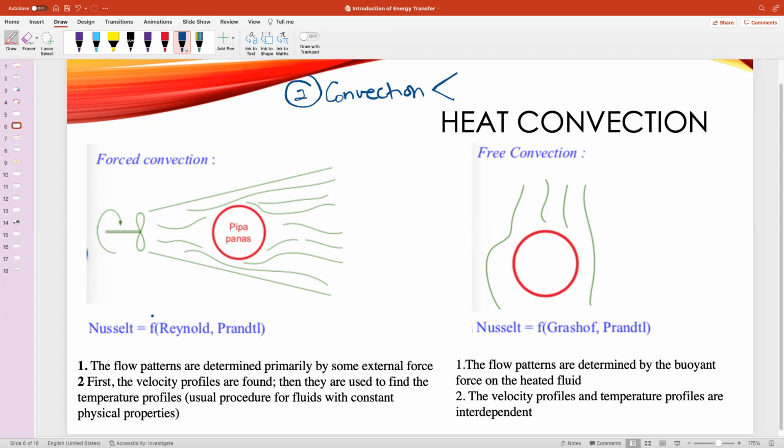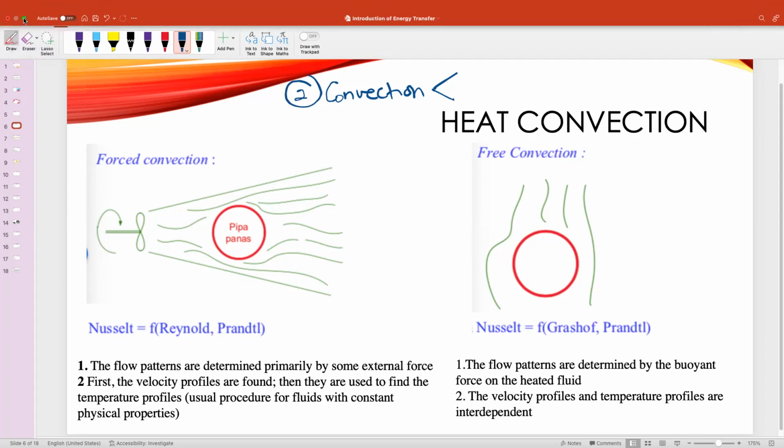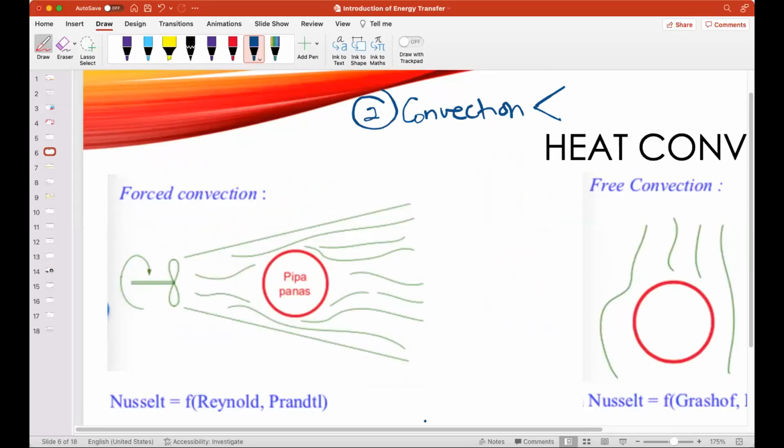So first, how are we going to do that? We first find the velocity profile. Like I said before, velocity profiles are then used to find the temperature profile. This is the usual procedure for fluid with constant properties, and the Nusselt number is a function of Reynolds and Prandtl numbers. Now let me check them one by one. Do you know Nusselt? I don't remember all of them.